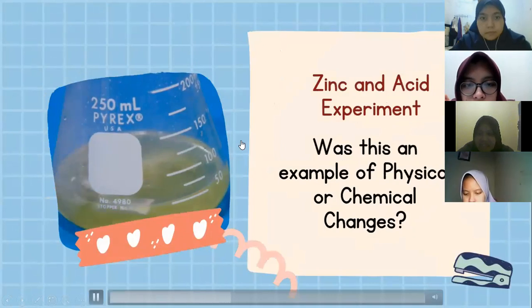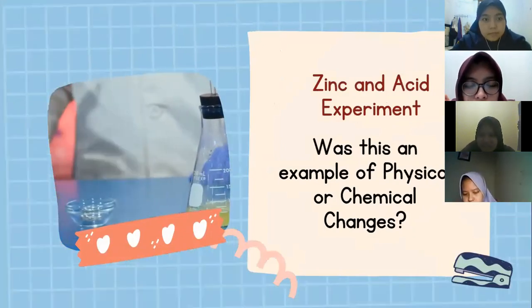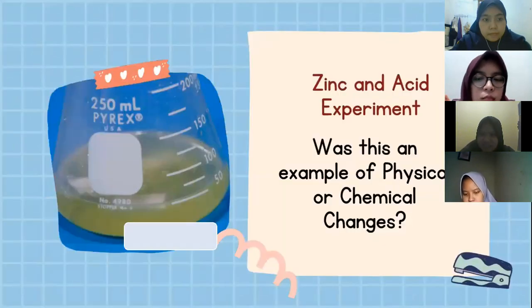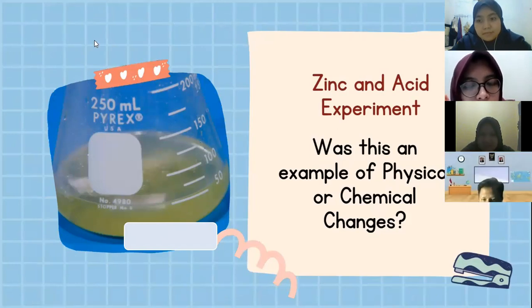Okay, in the zinc and acid experiment, what happened here? And was this an example of physical or chemical change? What do you notice here? Can anyone explain why? Kiki, Miss. Yes, please.